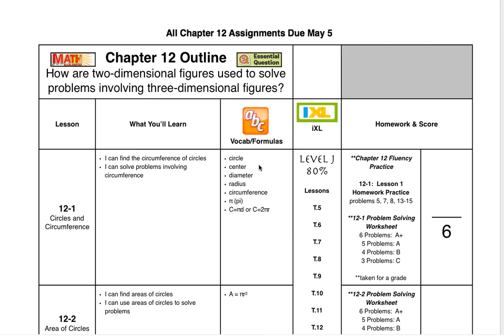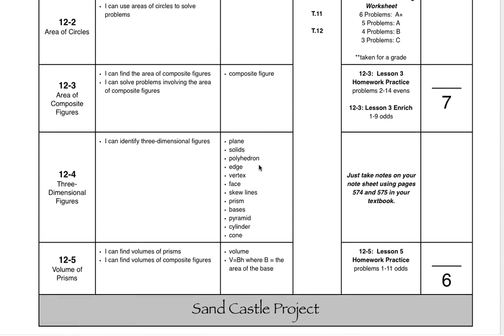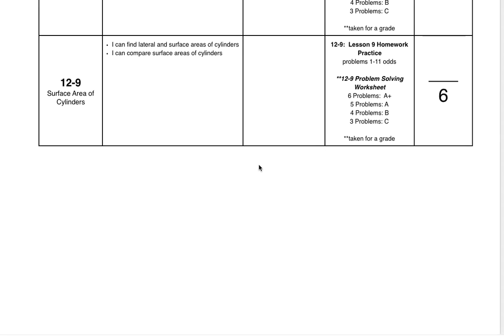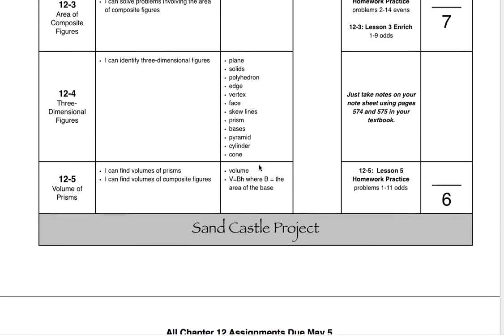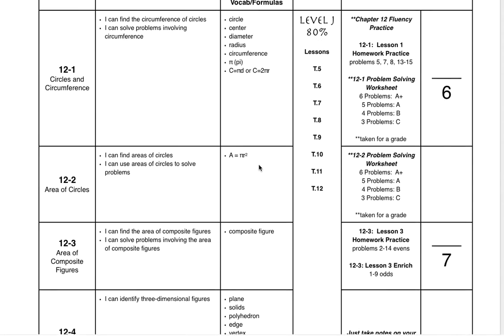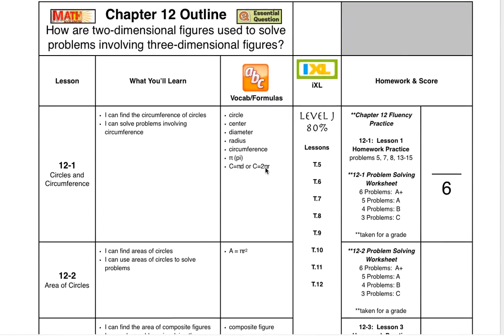So depending on how much time we have after May 5th, we may go back and look at some content from chapter 10 and 11. Notice that there are 9 lessons on your outline. There are actually 10 sections or 10 lessons, but I'm only assessing you on 9 of those. And you do have a little bit of IXL lessons to complete at 80%.